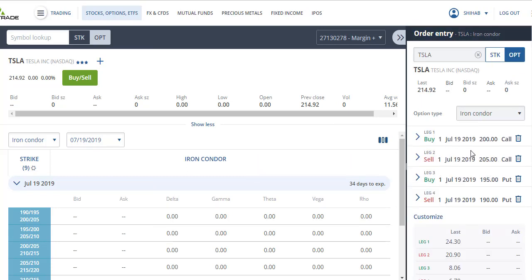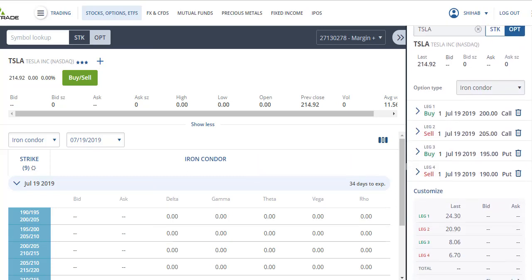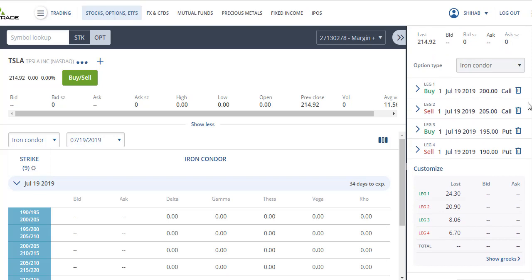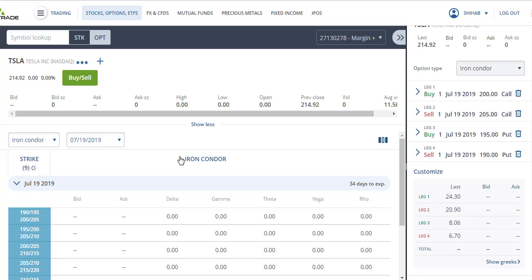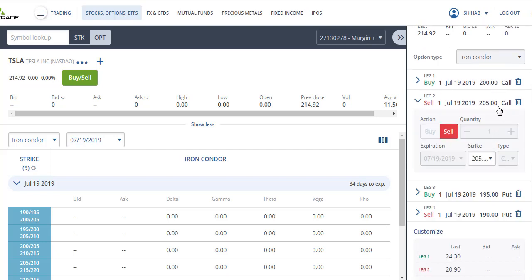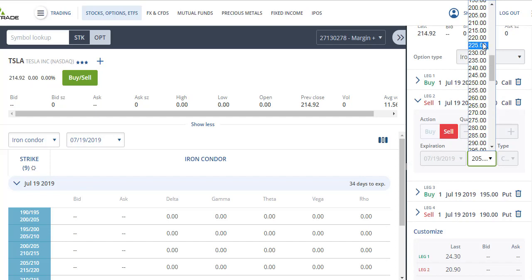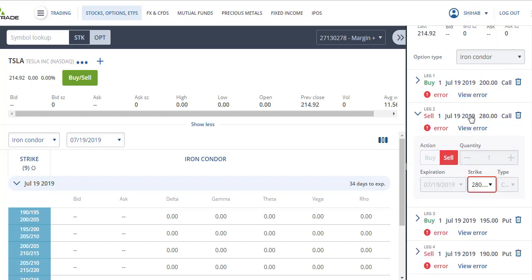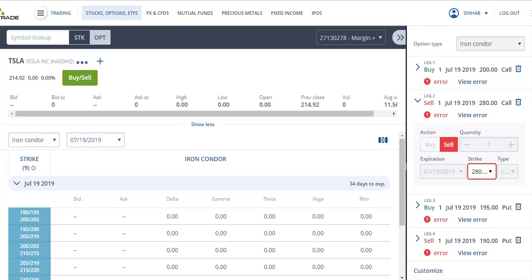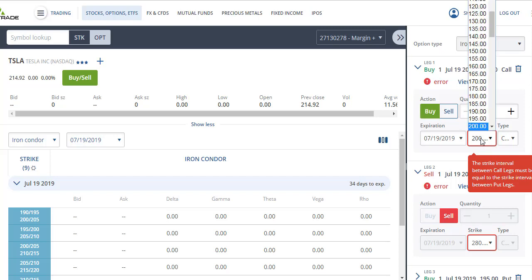Your order entry window populates, and over here you're going to choose the strike prices that you think the stock will trade between now and expiry date, or will not surpass come expiry date. For example, Tesla's trading at 215 right now. On the call side, let's say I think it's not going to surpass 280, so I'm going to sell the 280 call option. But for protection, in case it does go over 280, I need to buy a call option, so I'm going to buy the 285.